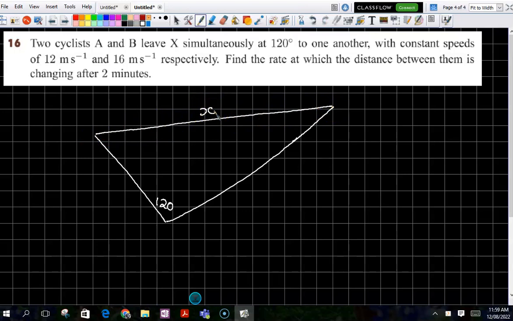Okay, without ruining the surprise, we might be using a rule where you might want to use A, B, C, but I've stuck with the X. Okay, so what do we know? This chap is moving out here at 12 meters per second. So what shall we call this length?